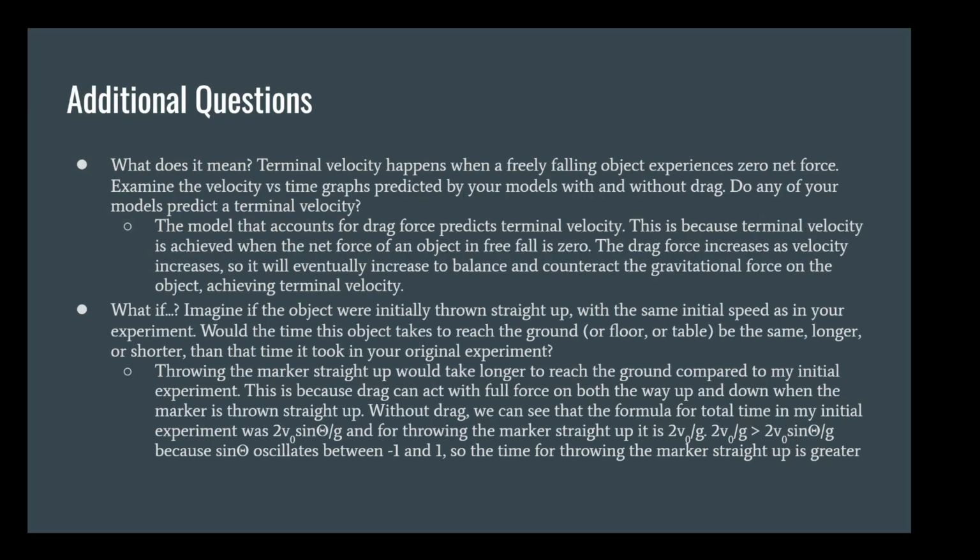Some additional questions. Did any of the models predict terminal velocity? The model that accounts for drag force predicts terminal velocity, because terminal velocity is achieved when the net force on an object in free fall is 0, and the drag force increases as velocity increases, so it will eventually increase to balance and counteract the gravitational force on the object, achieving terminal velocity.